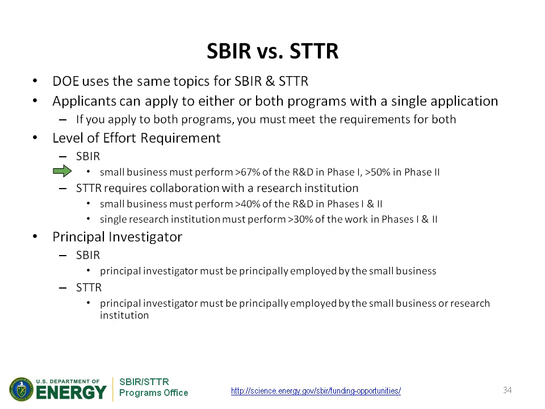So, one, in terms of the level of effort, for SBIR phase one, the small business must perform 67%, or 2/3, of the R&D. For phase two, you must perform at least half. For STTR, again, this is a collaboration with a research institution. For both phase one and two, the small business must perform at least 40%, and the research institution must perform at least 30%. So again, these are critical. We cannot fund you if you fall outside of these ranges.